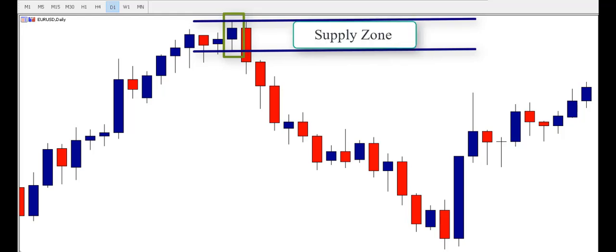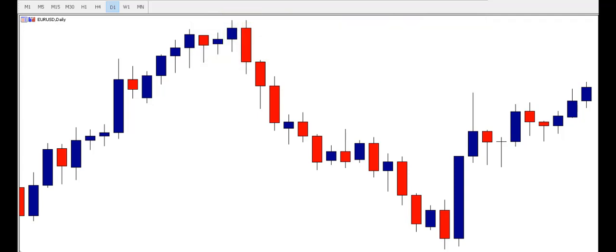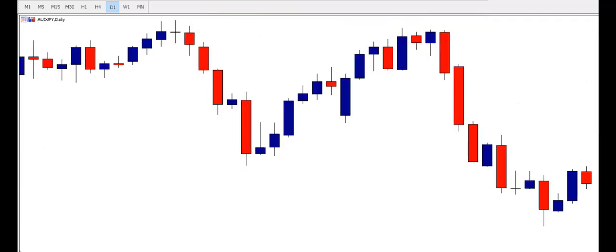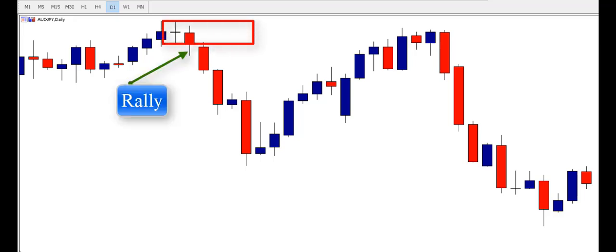When the market returns to test the zone, we wait only for a price action signal to short the market. We will talk about how to trade the zone in future lessons. Look at another example. This is the Aussie JPY daily chart. This is a rally base drop supply zone pattern.